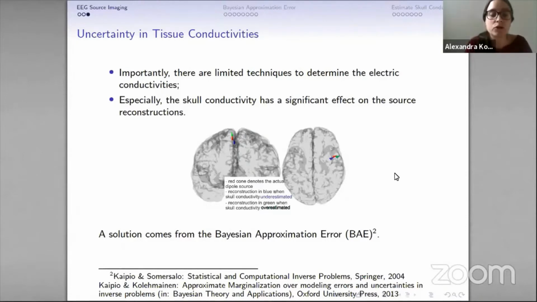And the solution can come from the Bayesian approximation error.